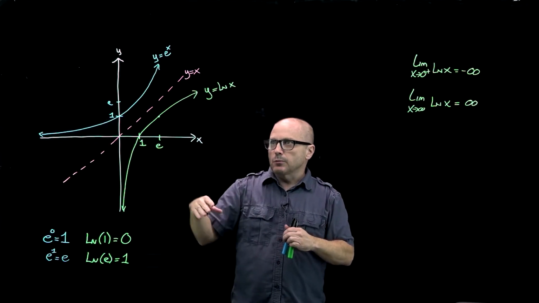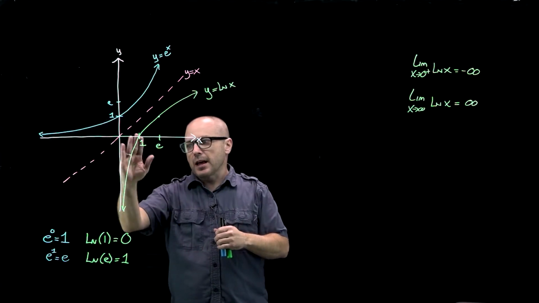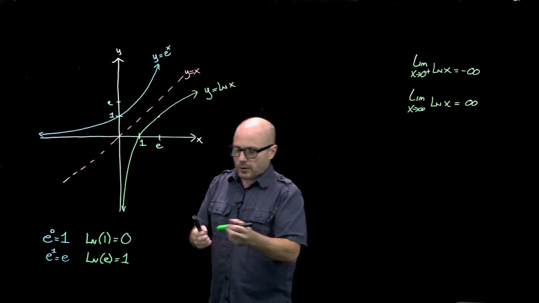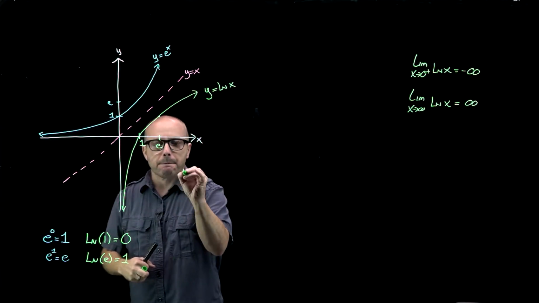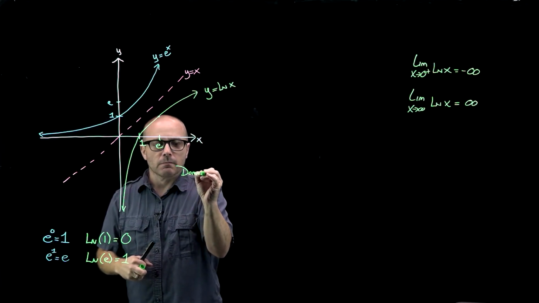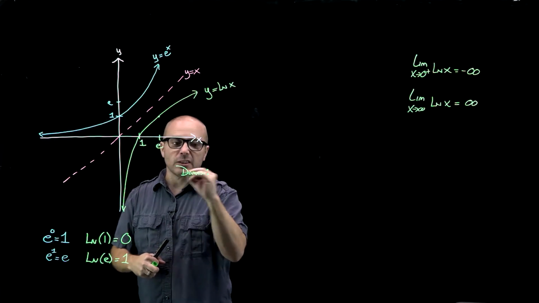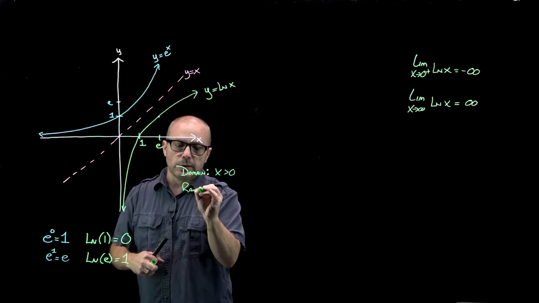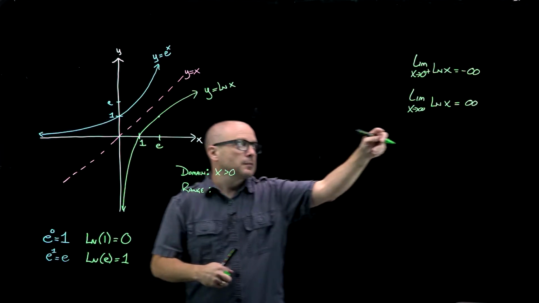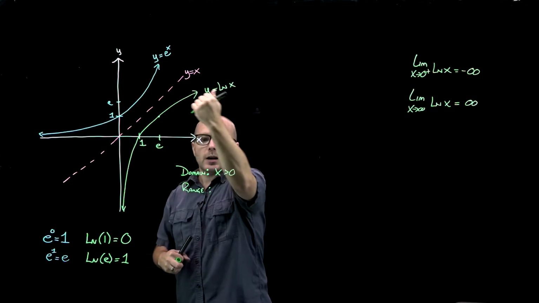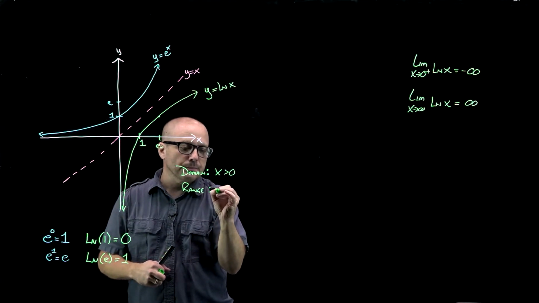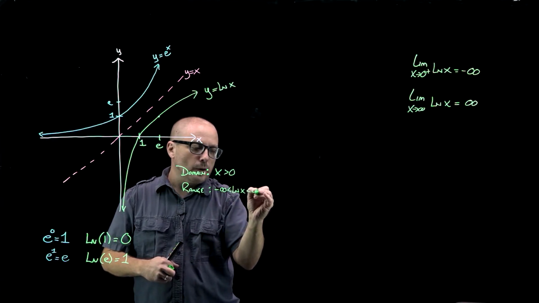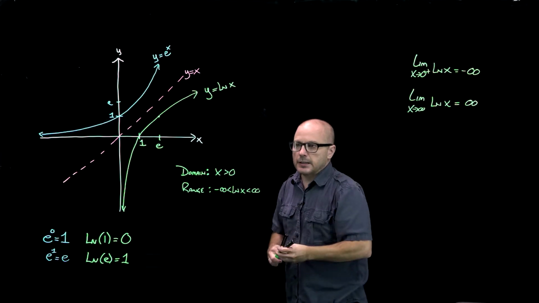Inputs and outputs, domains and ranges. So as we see here, there's nothing from 0, negative. So the domain of our natural log function would be x greater than 0. The range, which we kind of addressed with these two limits, we go down to negative infinity, up to positive infinity. So the range is all real numbers. So our outputs range from negative infinity to positive infinity.